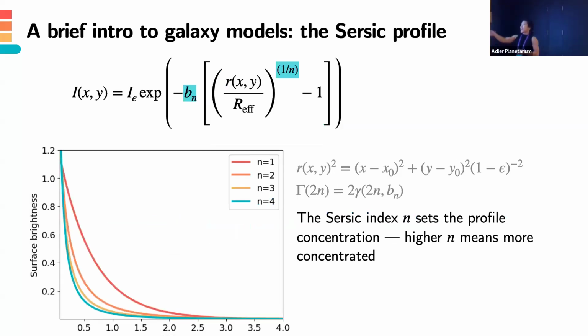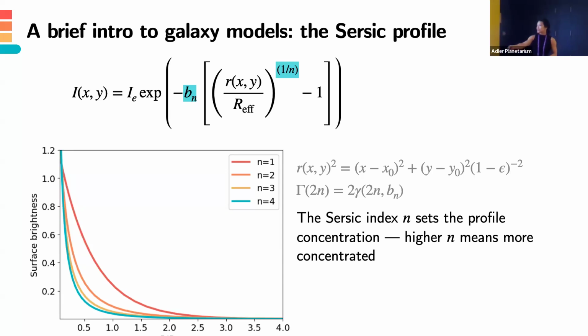There's also this n term that appears twice in the model, once as 1 over n, and then once in this constant bn. bn is defined such that the gamma function of 2n is equal to twice the incomplete gamma function of 2n and bn. That's not a very interpretable statement. So what I'm going to do instead is show you what happens when we change what we call the Sersic index n. The Sersic index n sets the profile concentration.